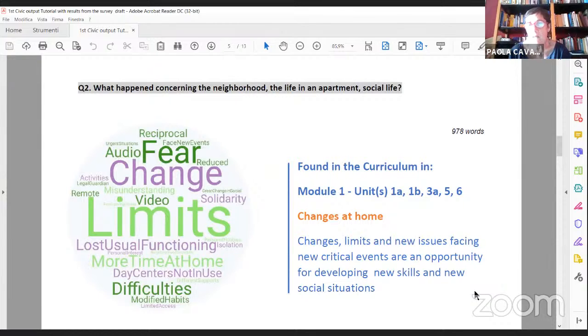And the title we have chosen was Changes at Home. Changes, limits, and new issues facing new critical events are an opportunity for developing new skills and new social situations.